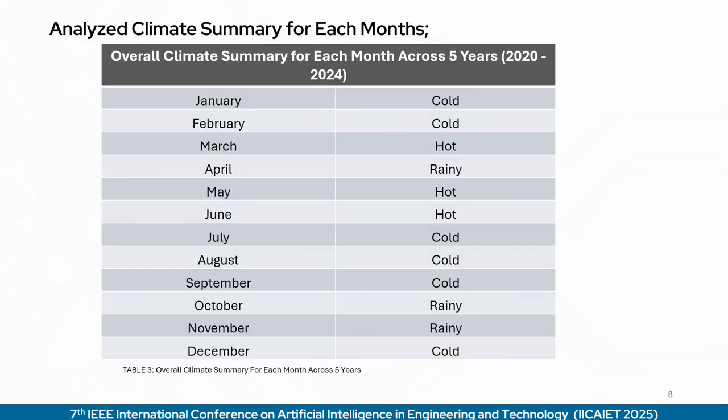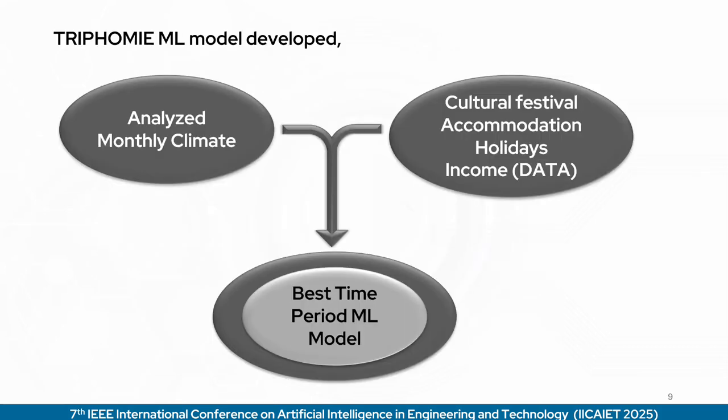And next, we collected five years of weather data from the Department of Meteorology in Sri Lanka. Using that collected data, we analyzed a climate summary for each month using the mean value. Then, combining the analyzed monthly climate values with the data collected by the questionnaire, we developed the machine learning best time period predictor through the steps of data loading, data pre-processing, train and test split, model training, hyperparameter tuning, and finally saving the created model.